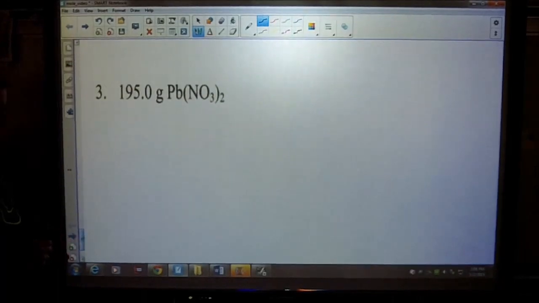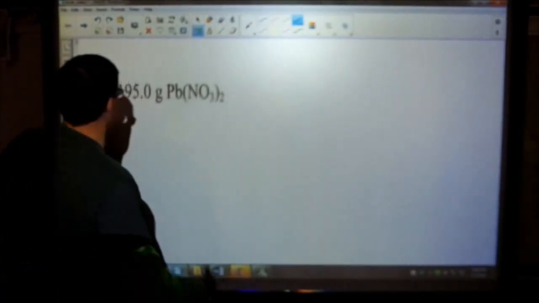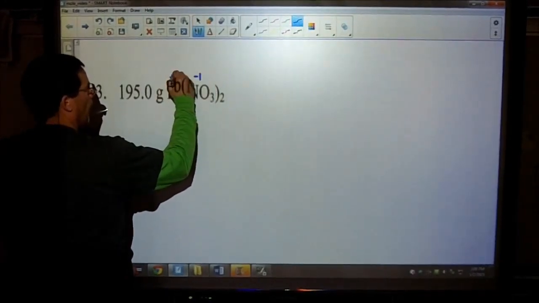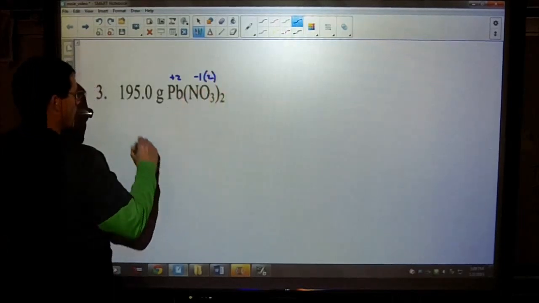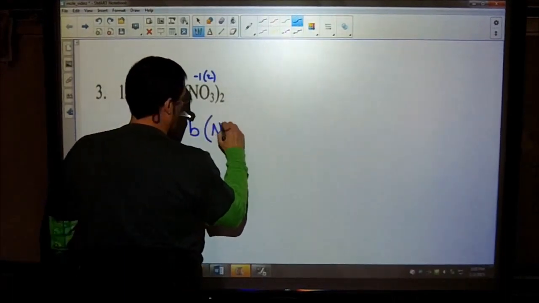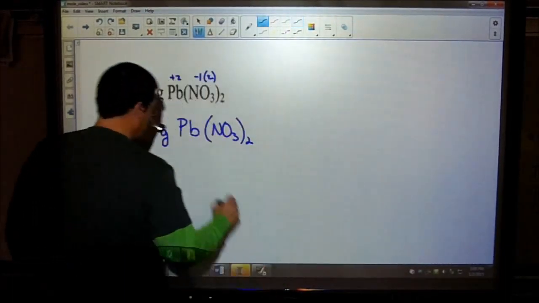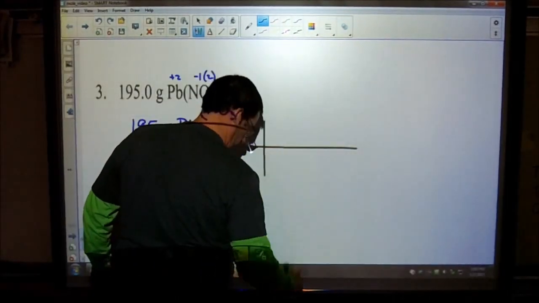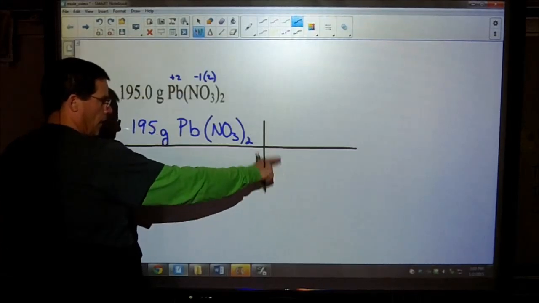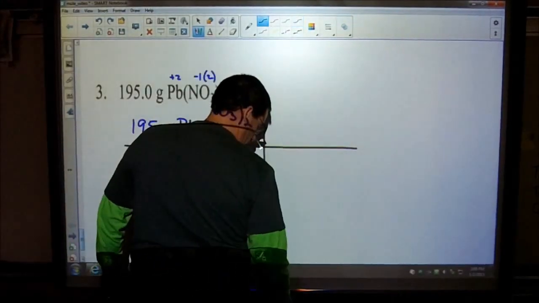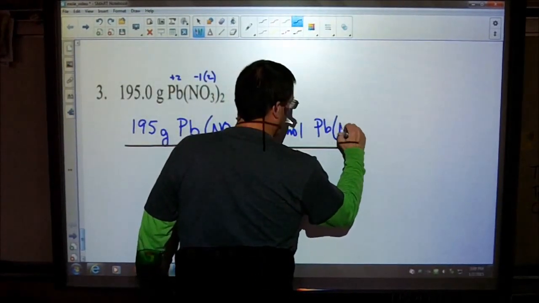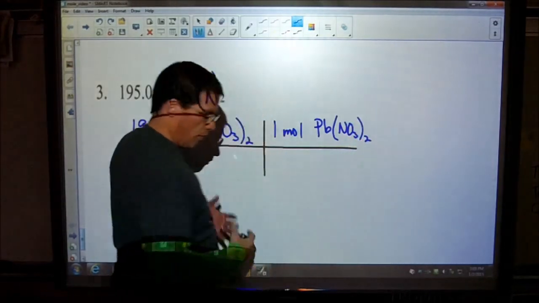Okay, so let's look at number 3. We have 195 grams of lead 2 nitrate. So again, because there's 2 of those and there's only 1 lead. So 195 grams of lead nitrate. So we want to get rid of the grams, so we'll find out how many grams we have, but we'll always put 1 mole of lead nitrate. Again, that's because the molar masses on your periodic table are for 1 mole.